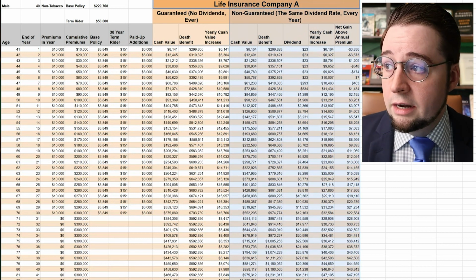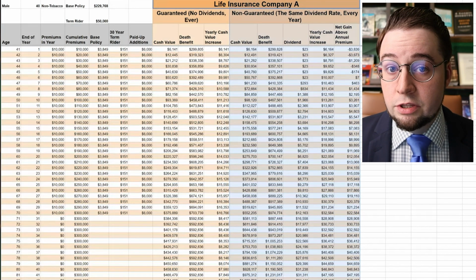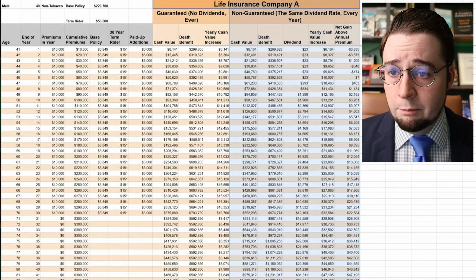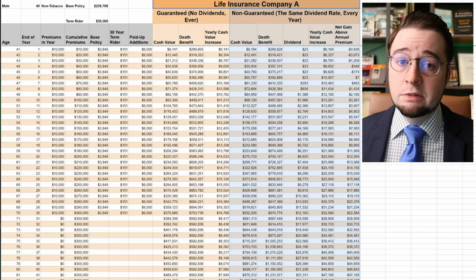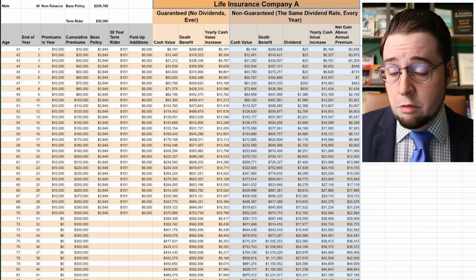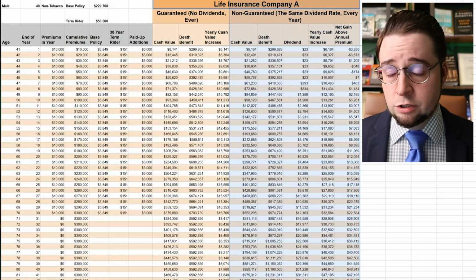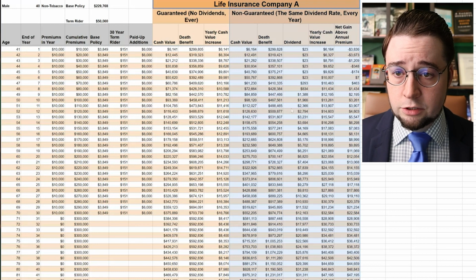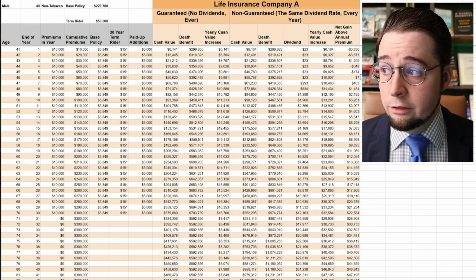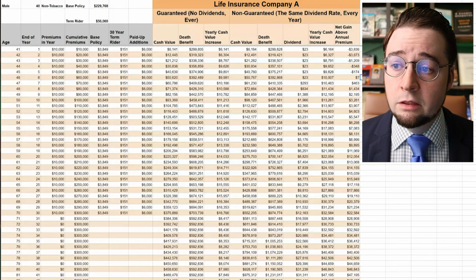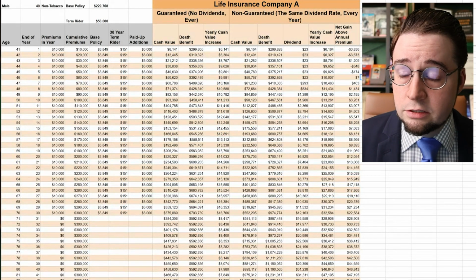Okay, but the non-guaranteed columns assume the same dividend rate. In other words, the same profitability of the company every year. And that is wrong. It's not going to happen. They may have the same dividend rate for 2 years in a row, 3 years in a row, but it's going to change as interest rates change in the general economy. So, do not get attached to these numbers. The further out you go on either side, the guaranteed or the non-guaranteed, the further you are from reality. And that's just something you need to be aware of as you look at this.